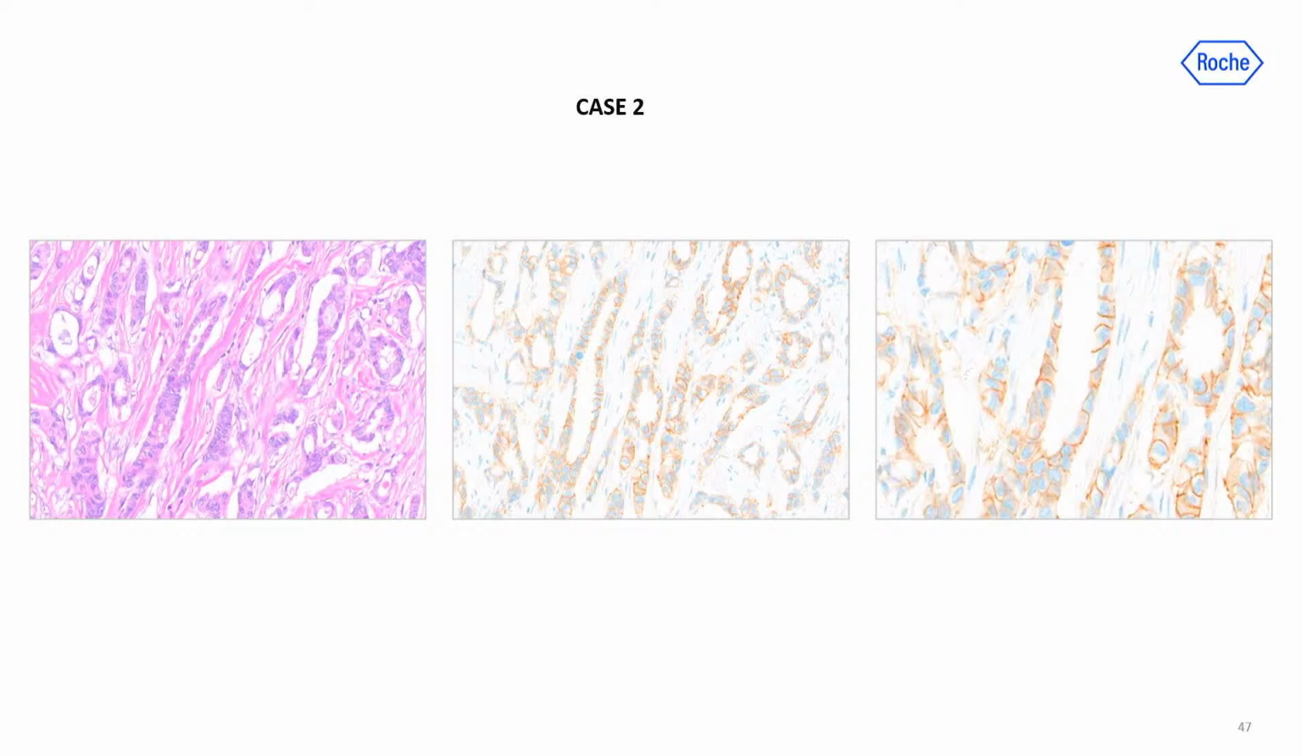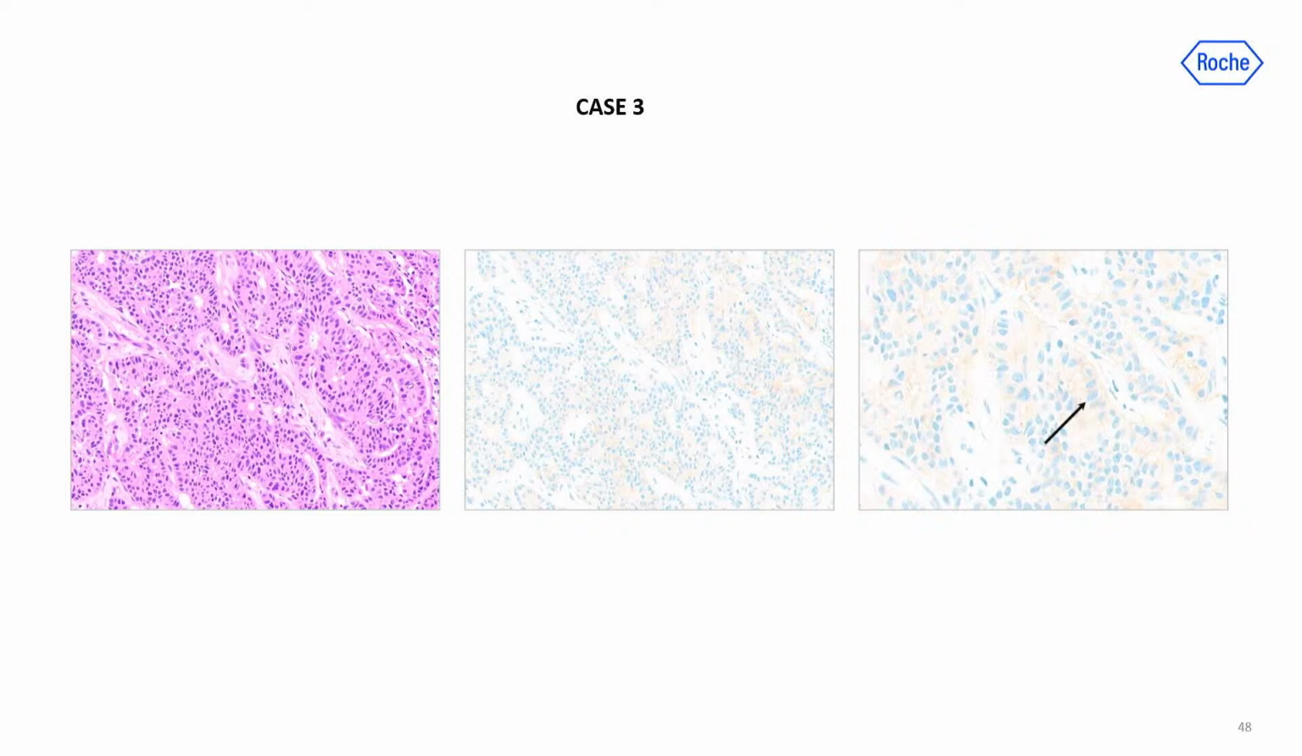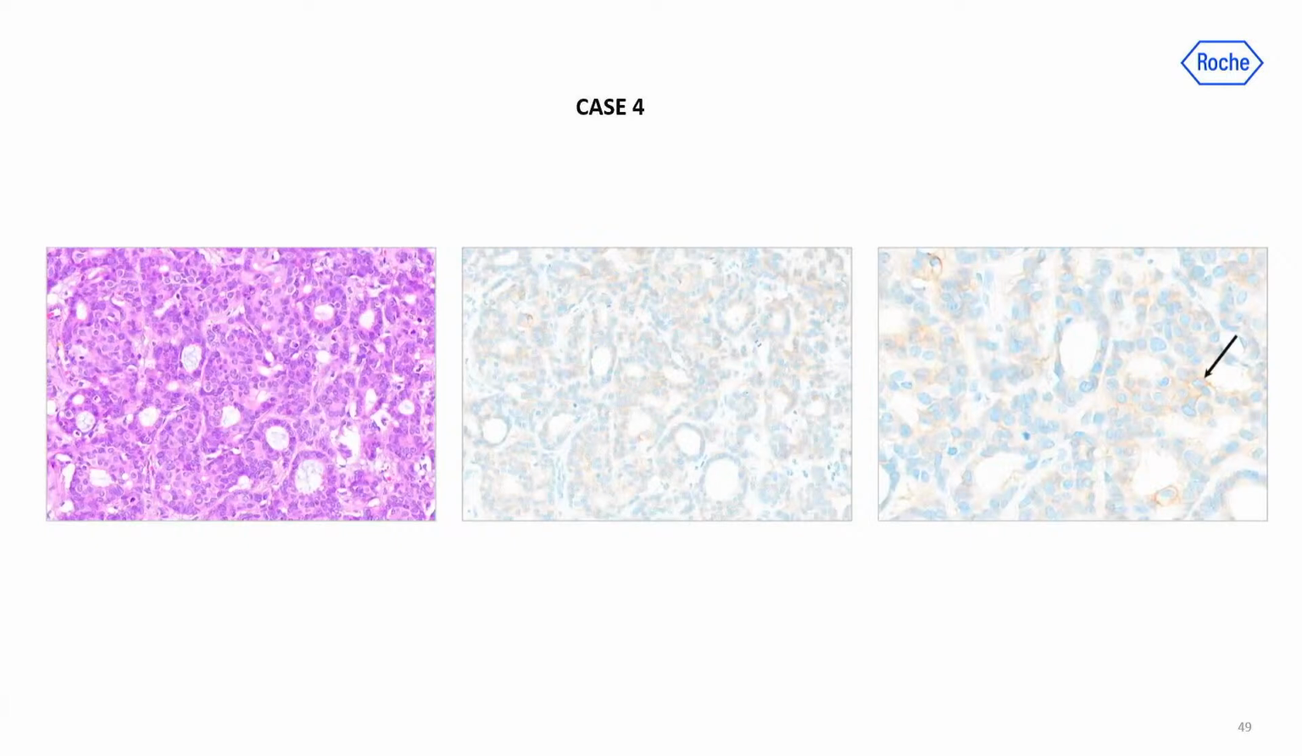Anyone? 2+, yeah. This would definitely be an equivocal case, so you would go ahead and do in situ hybridization on it. Case 3. Zero, correct, yeah. So there's quite a bit of cytoplasmic blush, and we disregard that in scoring. And then the last one. A 1+, correct, yeah.